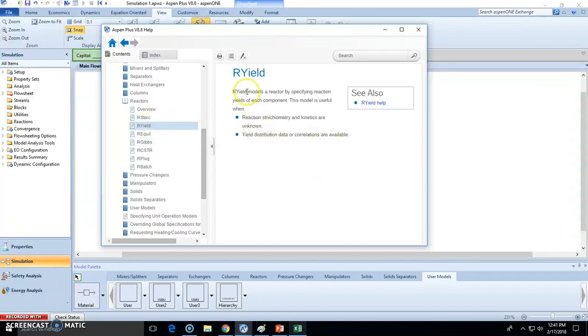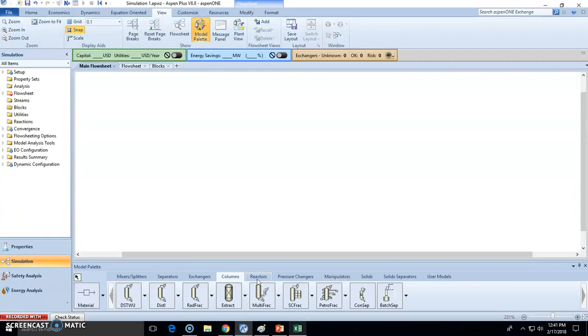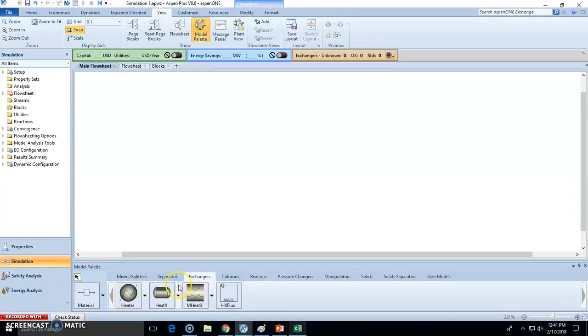The yield reactor is typically based on stoichiometry, still without kinetics being the important factor. You just add a yield distribution data, and the reactor will calculate all the pertinent data. So this is the most important part of the unit operations, just to know where they are placed, and in the following videos we will be working with the plant and adding all the input requirements for each unit operation used.